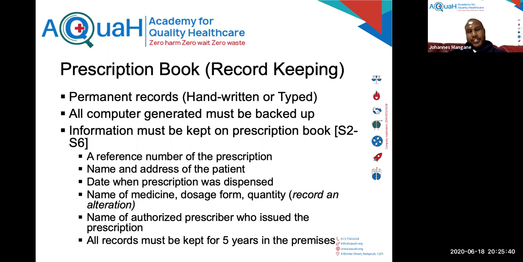Then you date when the prescription was dispensed. This is linked to the validity of the prescription. A prescription, we know, is valid for 30 days, but you realize that for antibiotics, if you prescribe it and it's a 7-day course, you can't still say it's valid for 30 days. So you'll sometimes need to use your discretion.